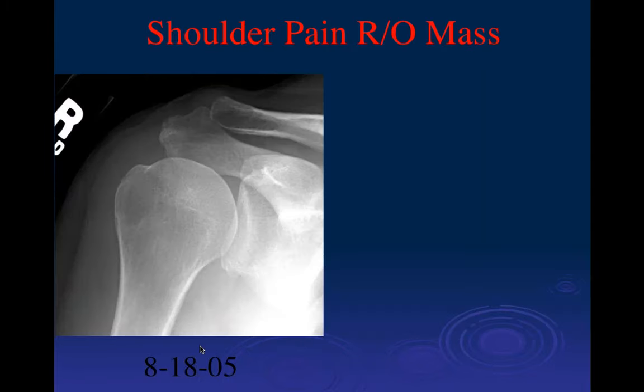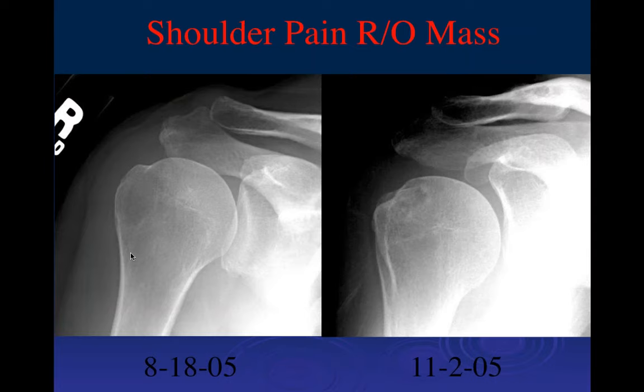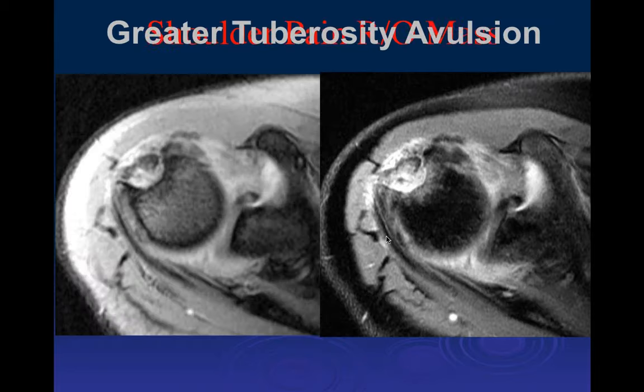Yeah. So this is 1805. It really looks pretty normal here, this normal lucency in the radial head. A month and a half later, we're starting to get some calcification in this particular area that wasn't there before. But at this time, you really don't see any avulsed bone fragments.